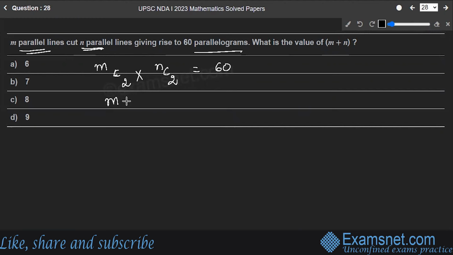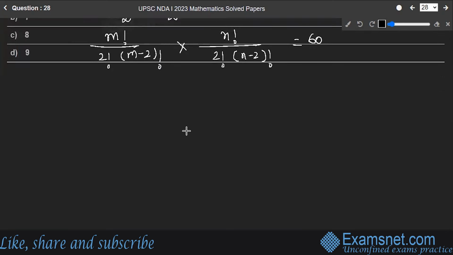So this will be m factorial upon 2 factorial into m minus 2 factorial, multiplied by n factorial upon 2 factorial into n minus 2 factorial, is equal to 60, which makes it m into m minus 1 upon 2 times n into n minus 1 upon 2 is equal to 60.